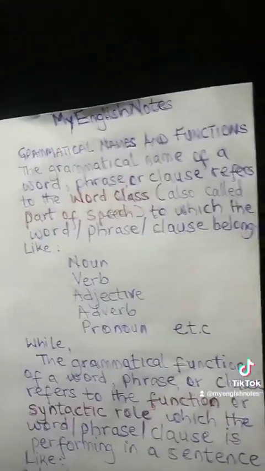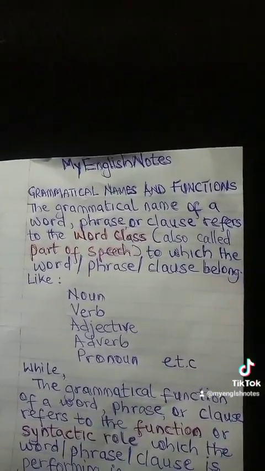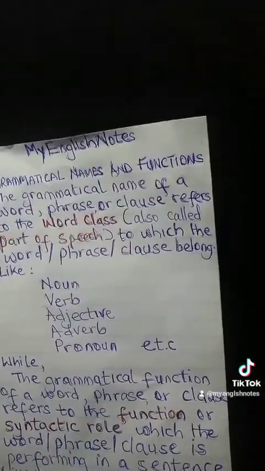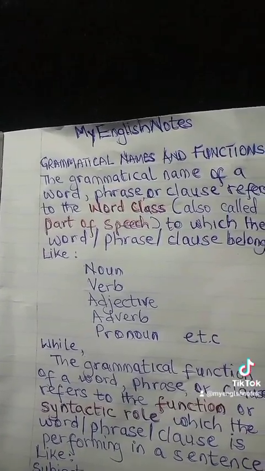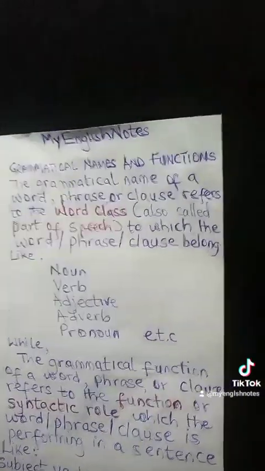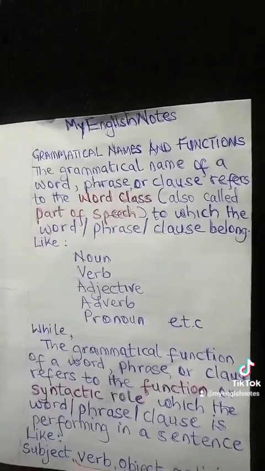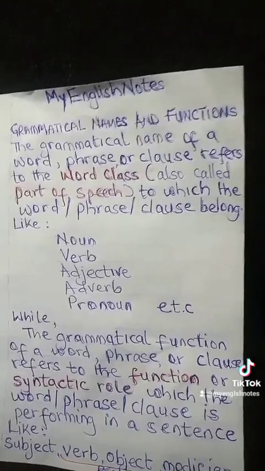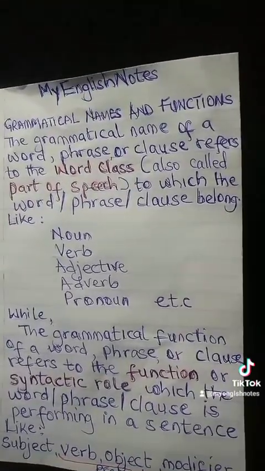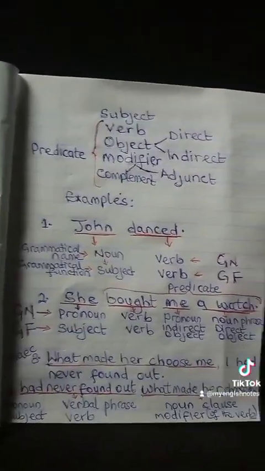So remember what we have learned in my English notes: grammatical names and functions. Just a recap, the grammatical name of a word, phrase, or clause is the part of speech or word class to which it belongs. And the grammatical function is the syntactic role, the grammatical role that the word, phrase, or clause is performing in a sentence. You can take a second look at our examples.